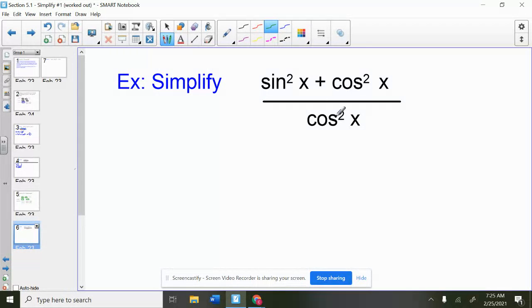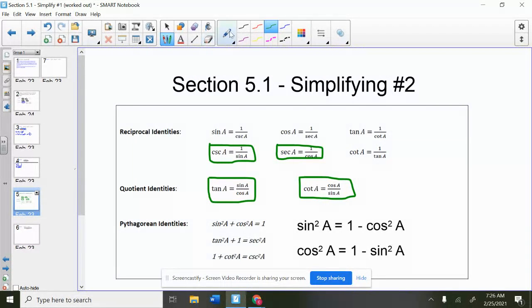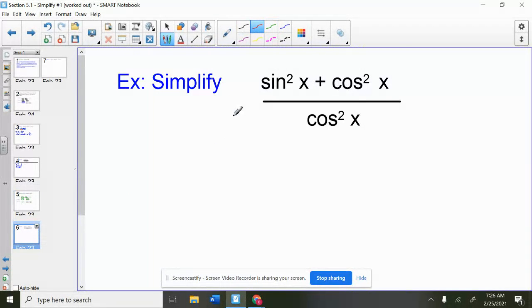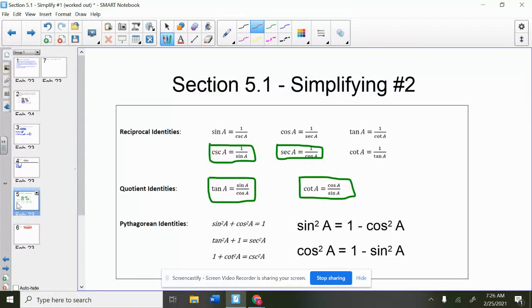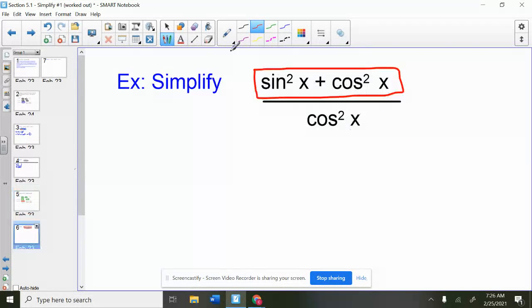I'm hoping you're looking at this and you see, hey, I've seen something like that. Something up here you've seen on here. And if you look close enough, you can recognize this. That's the most famous one that people remember. It's right there: sine squared plus cosine squared simply equals 1. So I know that the top right there is going to be 1, and I'm over cosine squared. Now, I'm not done. I can simplify this further.